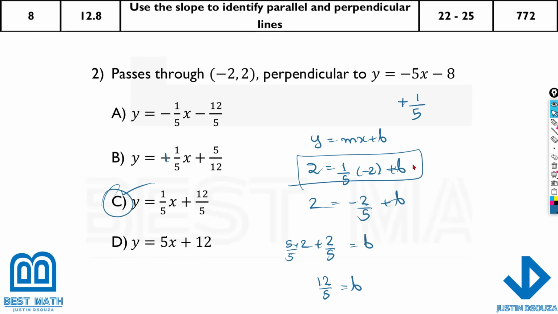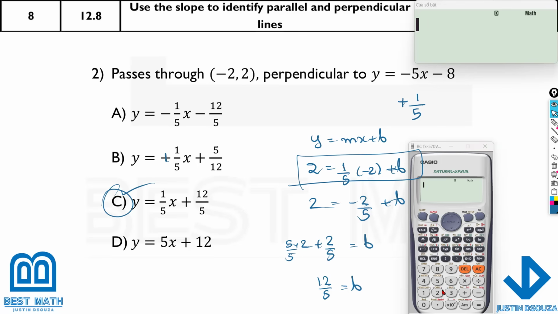Now let me show you in the calculator how you can do it directly. So here we have 2 equals plus 1 by 5 times minus 2. Let me use the bracket because there's minus 2. And then we have plus unknown value. That is what we are solving for, right? It's plus x. Shift, solve, and then press equal to. The answer is 2.4. What is 2.4 exactly? If you press S to D, that is fractions to decimals or decimals to fractions, it's 12 by 5. You can see that's the answer. 12 by 5 is the correct answer.